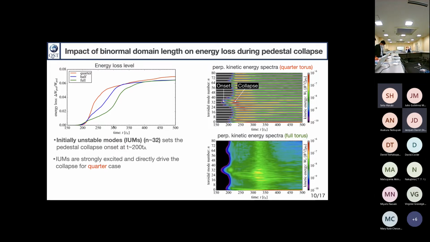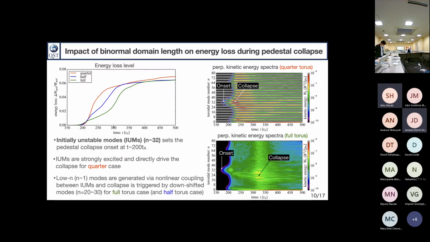And now the bottom figure shows the time evolution of perpendicular kinetic energy in the full torus case. So in the full torus case, low n modes around n equal 1 are generated via nonlinear coupling between initially unstable modes, and the collapse is triggered by downshifted modes around n equal 20 to 30.